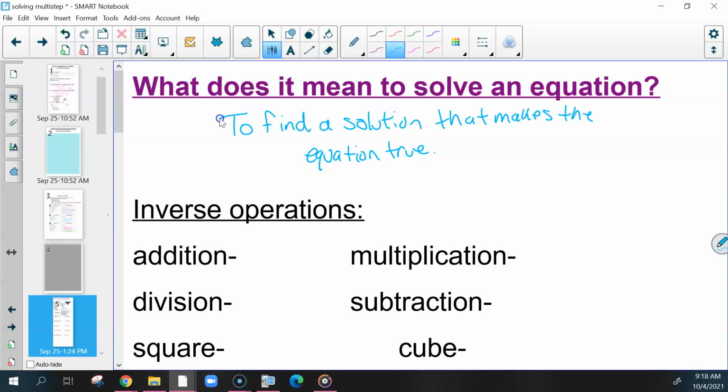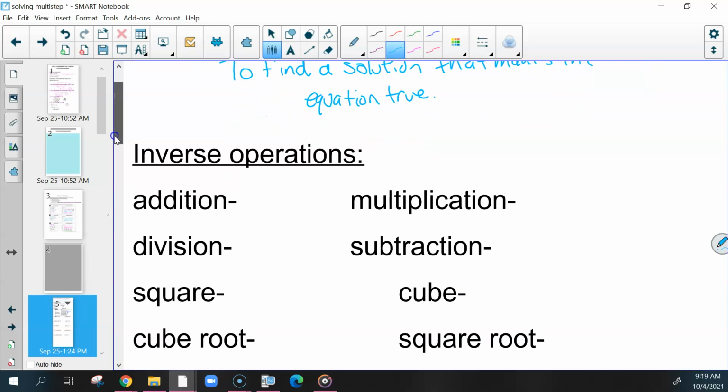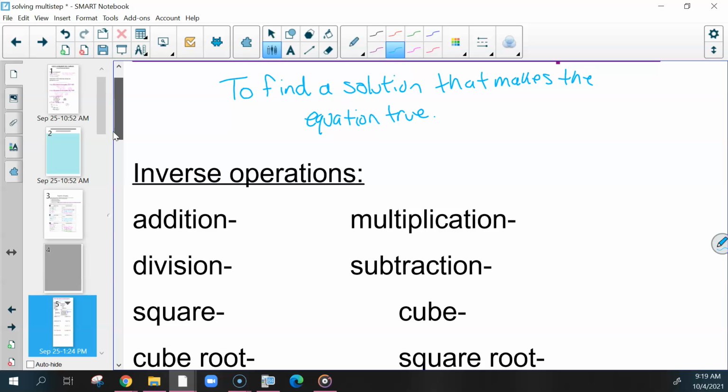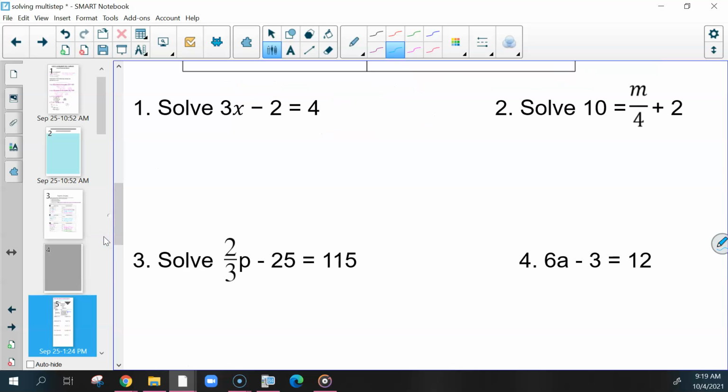So before we talked about what a solution was, and this just kind of reiterates that, but adds solution in it. And then we kind of talked about these already, but these are inverse operations, so whatever we're given, we have to do the opposite of, so think of inverse as opposite. What is the opposite or inverse?